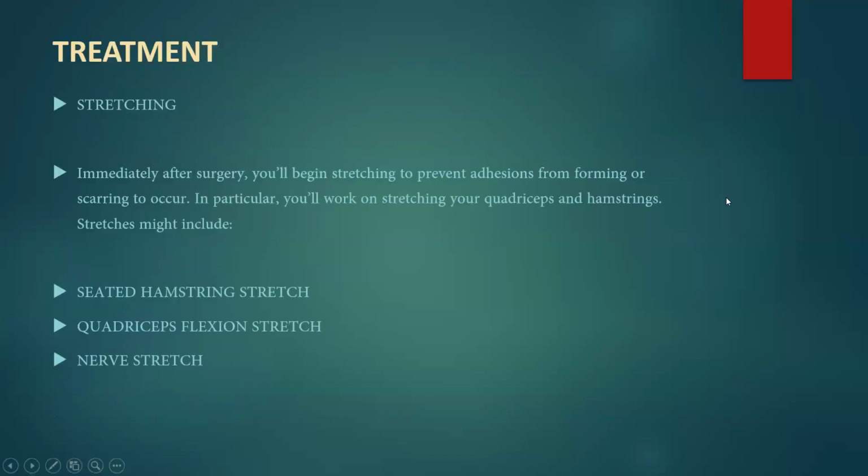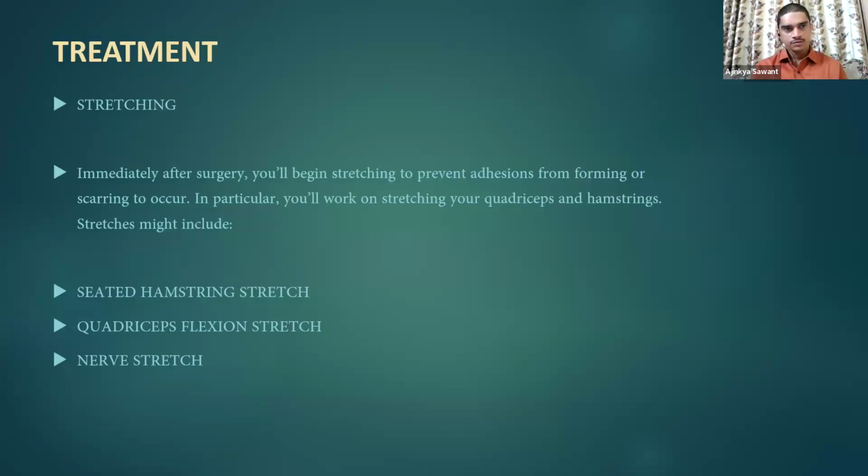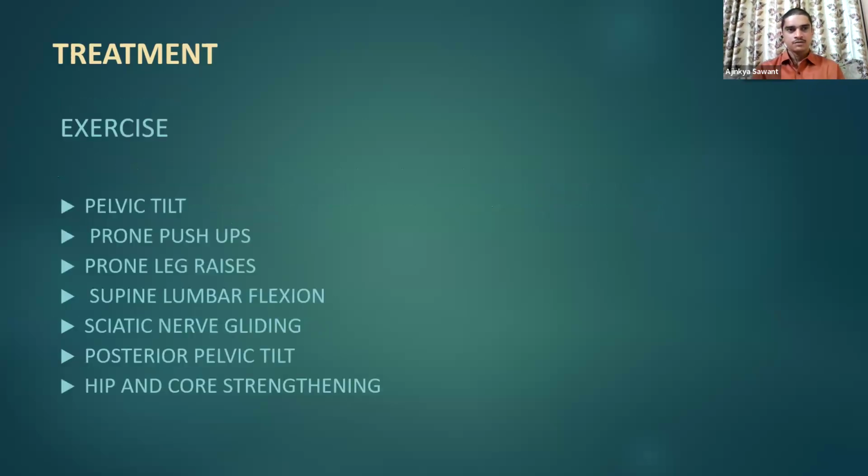So treatment is strength and stretching. Immediately after surgery, you will begin stretching to prevent adhesions from forming and scarring from occurring. In particular, you will work on stretching your quadriceps and hamstrings. It might include seated hamstring stretching, quadriceps flexion stretch, nerve stretches. We will not go deep into this because everybody knows what seated hamstring stretch, quadriceps flexion stretches, and nerve stretches are.